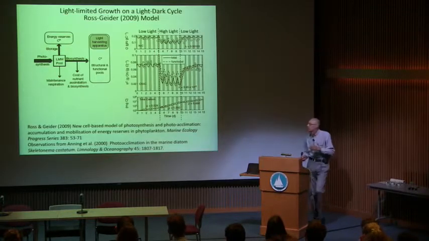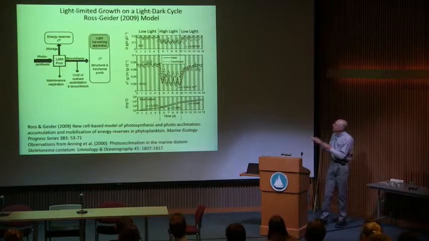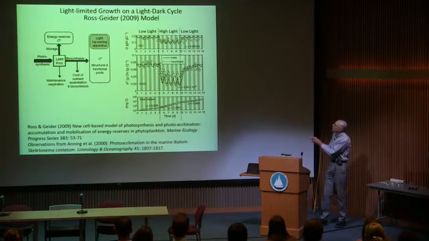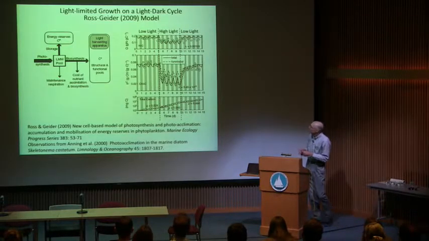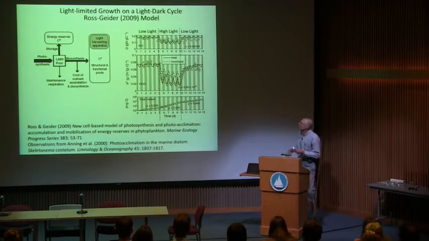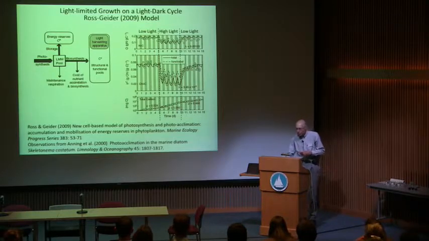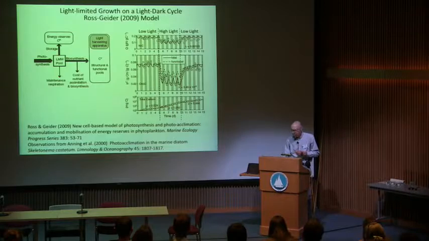A few little tweaks to the model other than that, and now we can capture the diel variability in the nitrogen to carbon, the response to high light and low light. We also capture the response in the chlorophyll to carbon ratio. So a few little tweaks so we can get there.